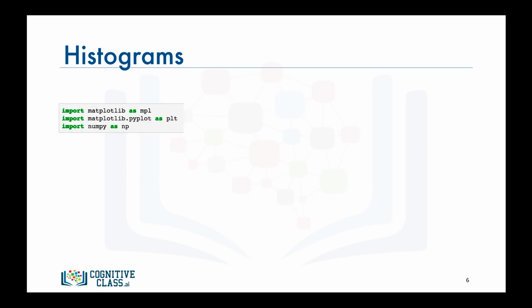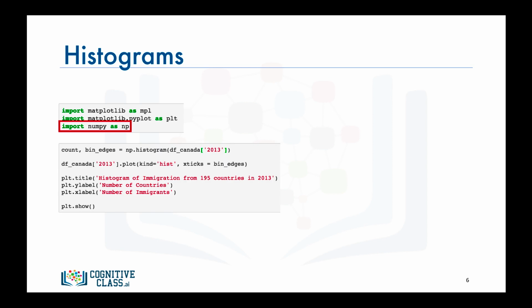So as usual, we start by importing matplotlib and its scripting interface, but this time we also import the NumPy library. Then we call the NumPy histogram function on the data in column 2013. What this function is going to do is it is going to partition the spread of the data in column 2013 into 10 bins of equal width, compute the number of data points that fall in each bin, and then return this frequency of each bin, which we're calling count here, and the bin edges, which we're calling bin_edges.